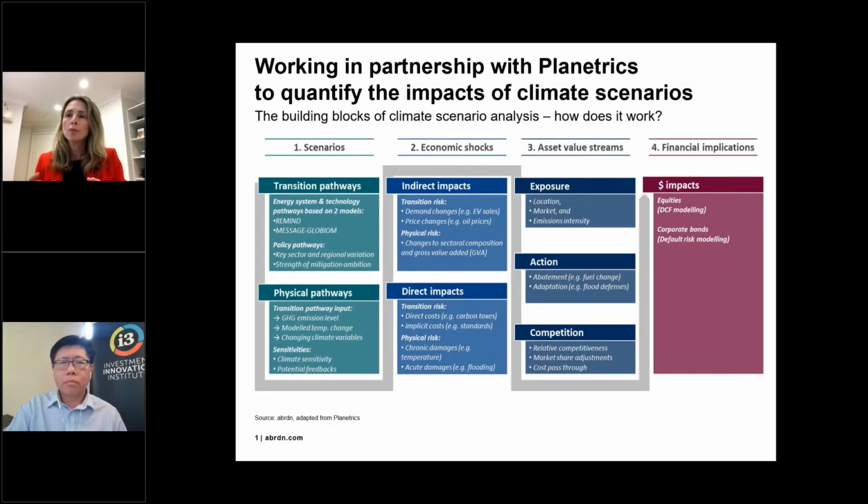So this is the building blocks to climate scenario analysis. Taking it from a high level, what we firstly do is we create scenarios. We then translate these into economic shocks that ultimately impact at the corporate level to generate the valuation impact. So that's the high level of the building blocks.